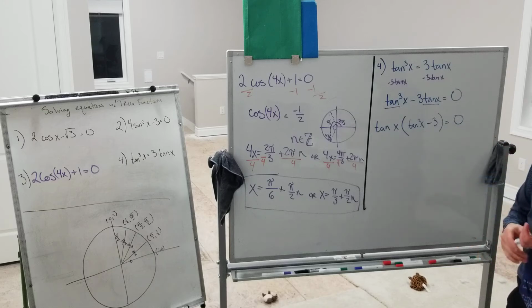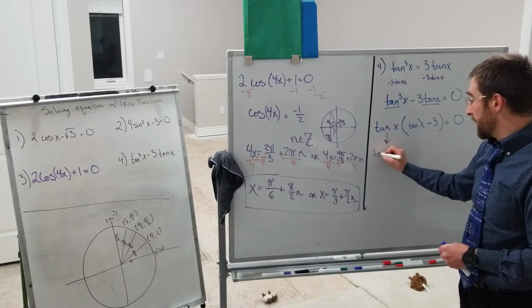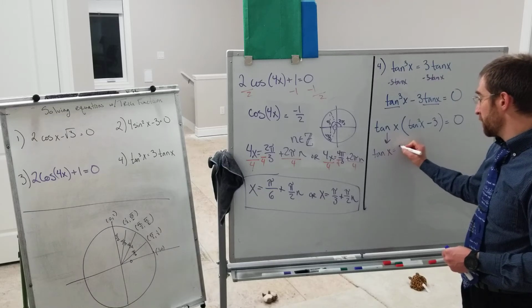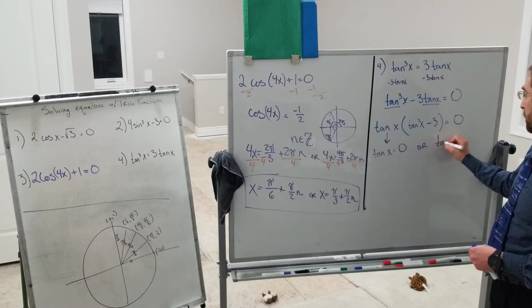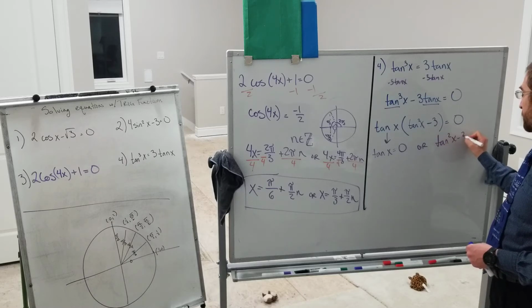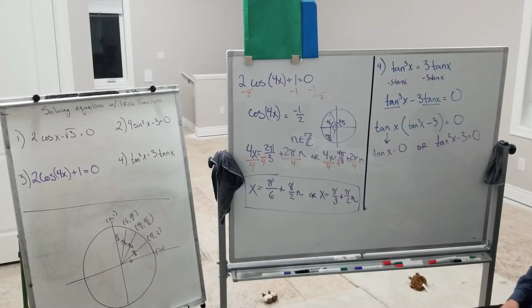I can now use my zero product property. And whoop, I can say, hey, tangent x could be 0, or tan squared x minus 3 could equal 0. And now I got to solve both of these equations.